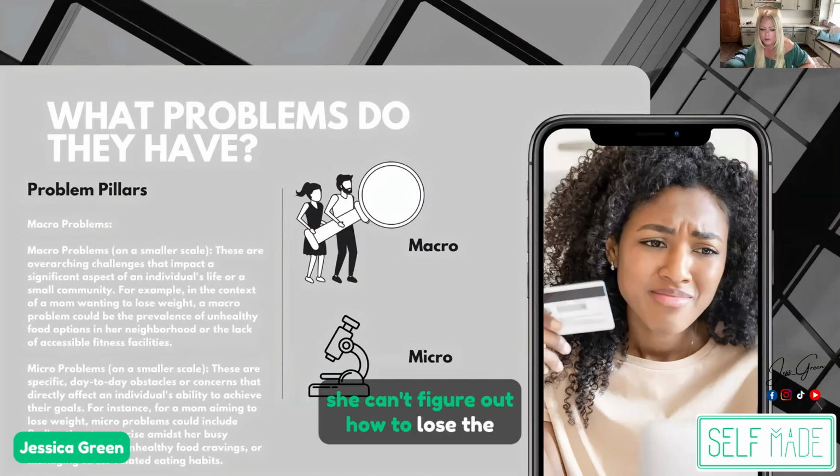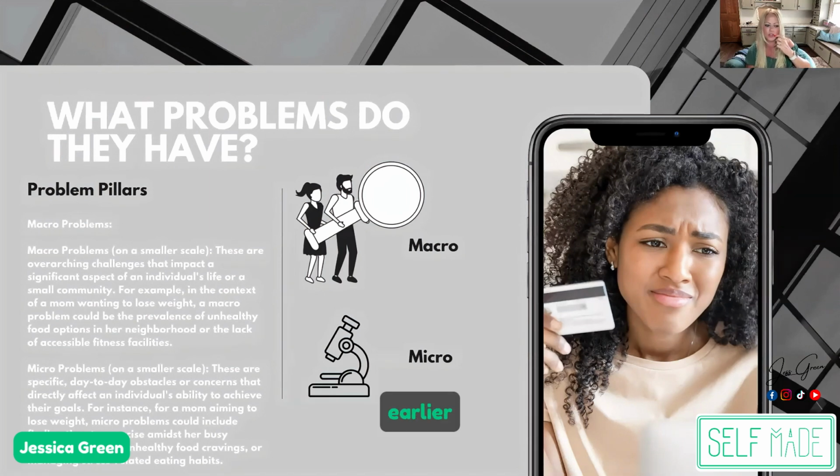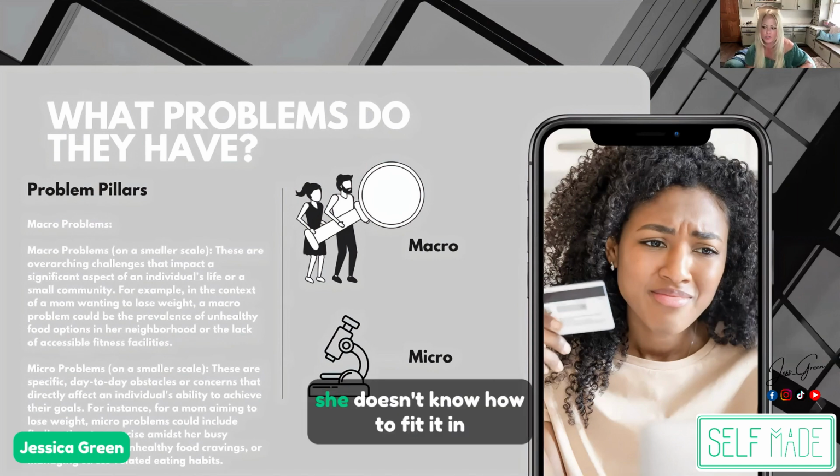She can't figure out how to lose the weight. She can't figure out how to wake up earlier. She's got a busy schedule. She doesn't know how to fit it in. Those are the things, the cravings, the sugar that's in the pantry, stress-related eating habits. Those are the micro problems. Speaking to those problems is where you're going to get your customer or your prospect to convert, okay?